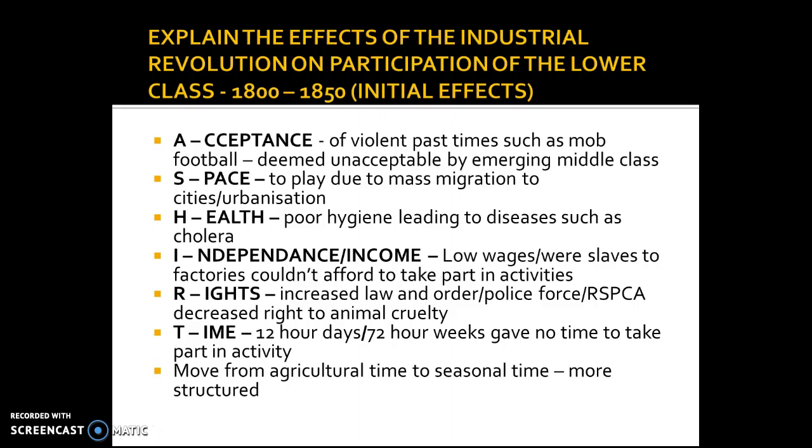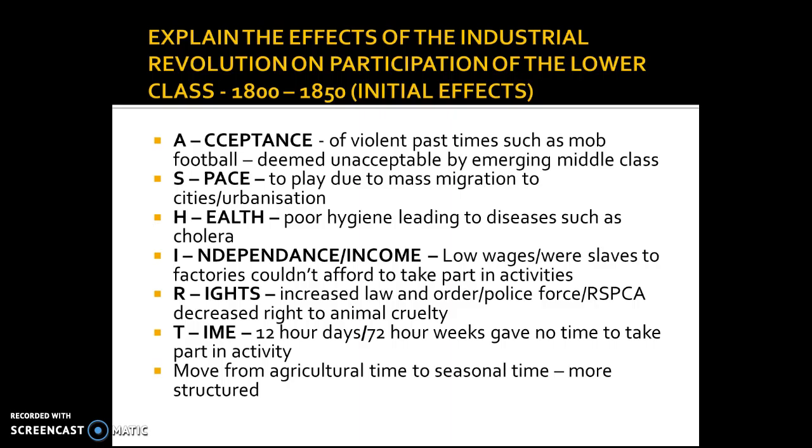Space. Due to urbanisation and mass migration to the cities, there was a lack of space to play activities such as mob football. Health, poor hygiene started to lead to diseases such as cholera, so people were very ill, unable to actually play sports anymore. Independence and income. They lost their independence and their income. They became slaves to the factory, therefore they could not afford to take part, they were on low wages, but also they were there all the time, which comes on to a time later, but basically they couldn't afford or didn't have time to take part in activities.